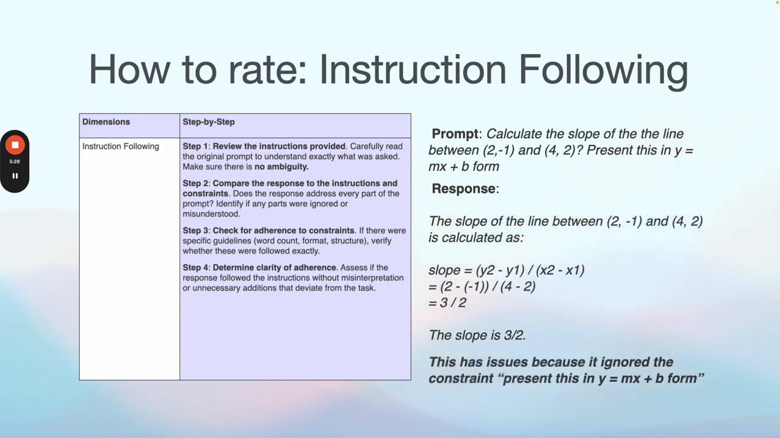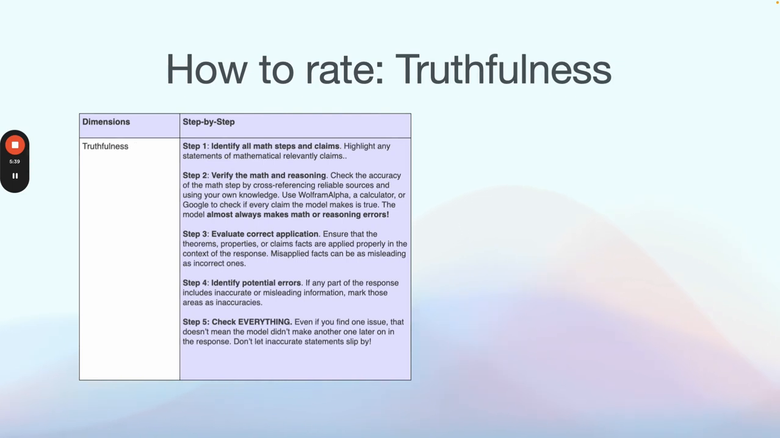And so by following the step-by-step guide, you're able to find instruction following, or IF, I being instruction, F being following, errors super easily. Let's go through truthfulness. Here's an important distinction I'm going to make. Instruction following is that the model understands your prompt and adheres to it. Truthfulness is, did it solve it correctly, like truthfully, and did it lie? So if the model calculated the slope and presented it in y equals mx plus b form, but it made an incorrect calculation, that's a truthfulness issue because it made a mistake.